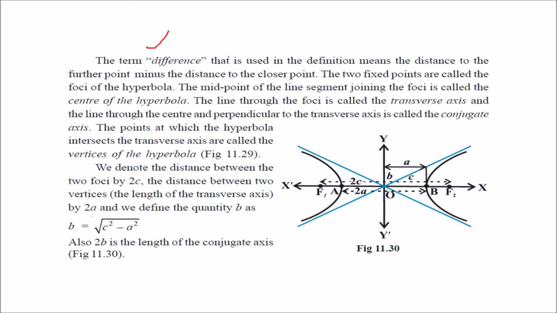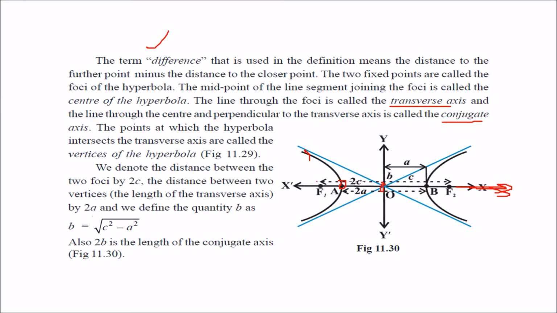So the difference is the key, and here there are two axes. First is the line passing through the foci F1 and F2. We are calling it the transverse axis. The other axis, the line passing through the center and perpendicular to the transverse axis, we are calling the conjugate axis. And where the hyperbola intersects the transverse axis, we call these the vertices.